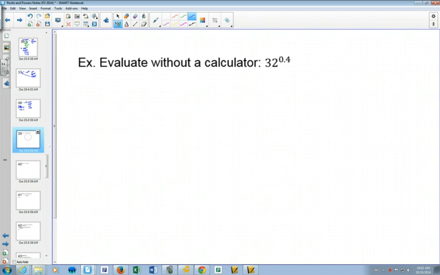All right, one more like this. 32 to the 0.4. Point 4. This is your tenths. So 0.4 is 4 over 10. Of course, that is not reduced yet. So let's reduce that fraction. That reduces to 2/5. Maybe you saw 2/5 right away when changing from decimals to fractions.